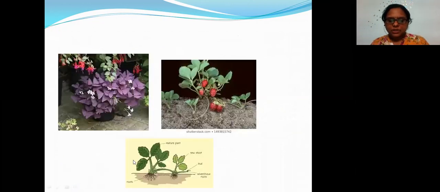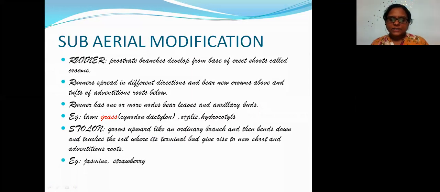Okay, the same picture here, you can see it will have just one or two nodes, two or three leaves, some one or two buds. Okay, that's all. So oxalis I have shown you now.